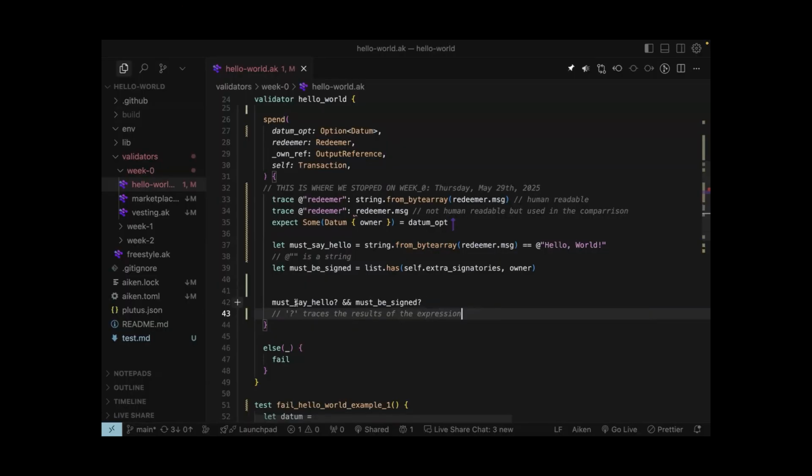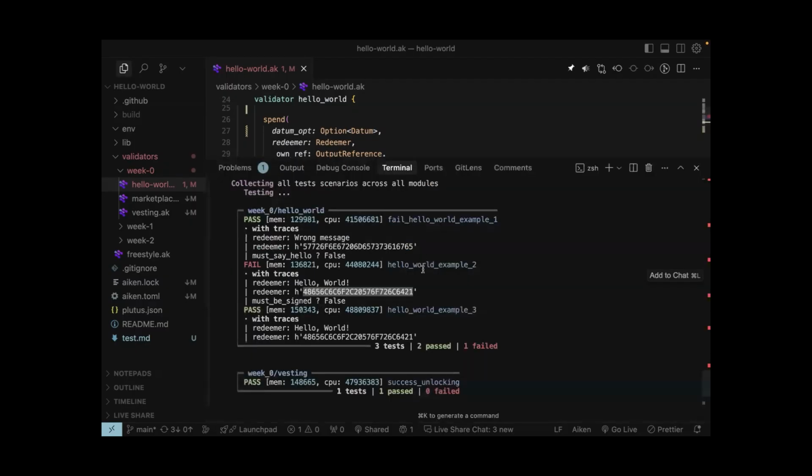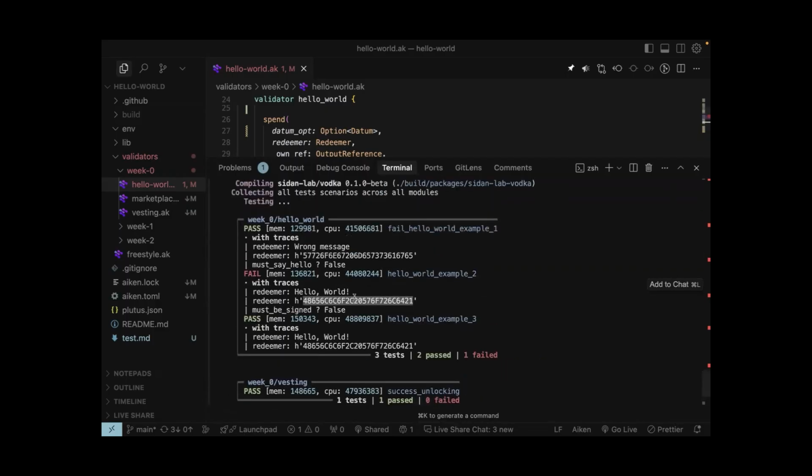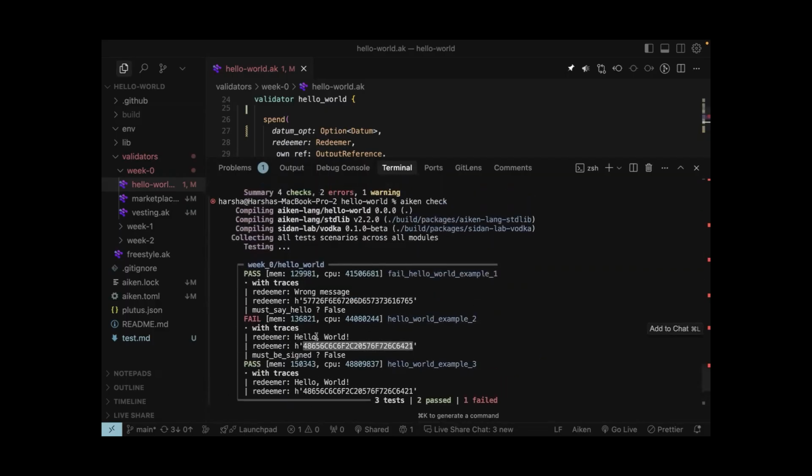So are you saying without the question mark, it wouldn't log the results or trace the results? Yes. Yeah, you could. We can test that if you want. Yeah, I'm just checking. So where, like, with traces, that's where we're getting it.